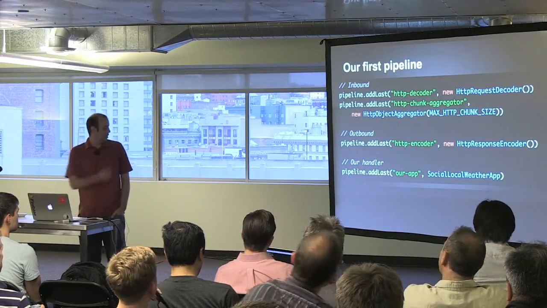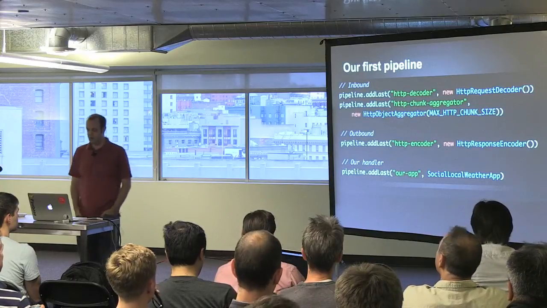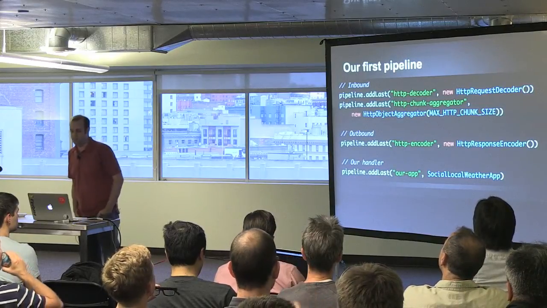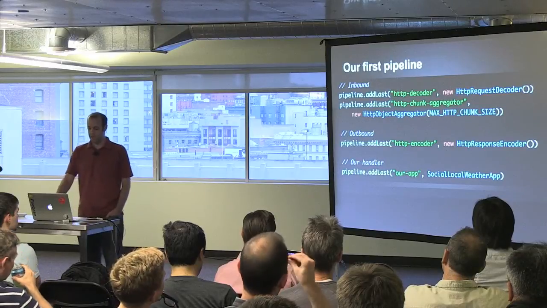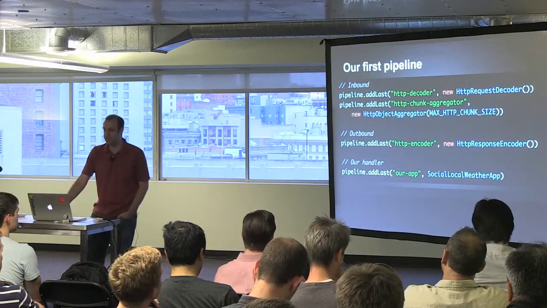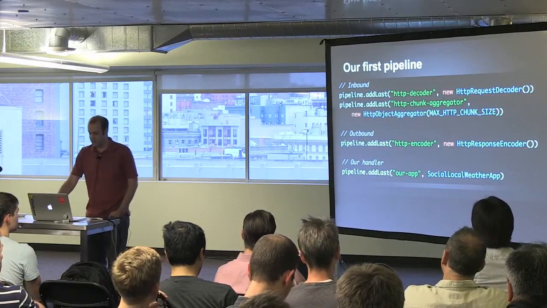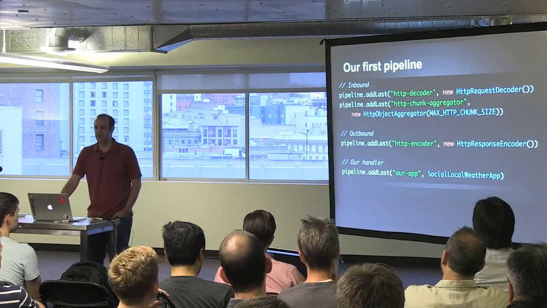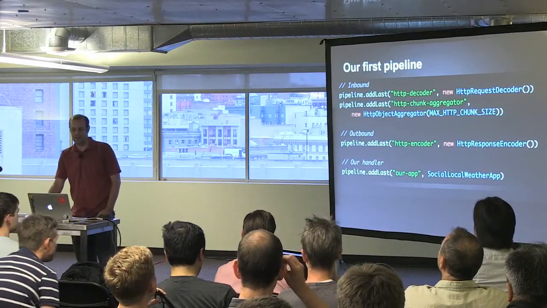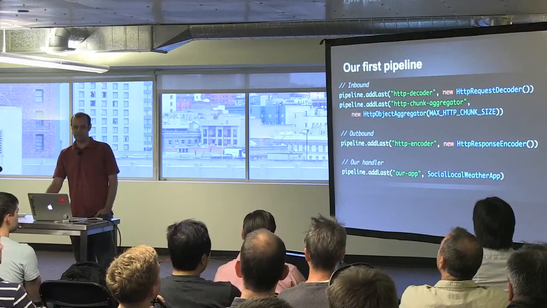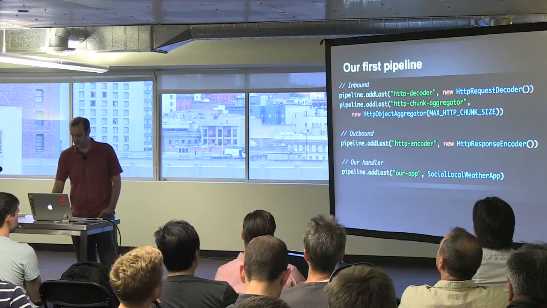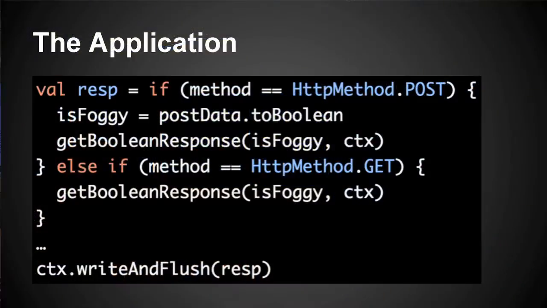And then the last thing in our pipeline here is our first version of our application, which is going to be a bespoke social, local, big data weather application. We're going to use it to let us know if it's foggy outside the Firebase office and we need to wear a hoodie, or if it's not foggy and we should just bring our hoodie for later. And this is a little snippet of code from that application.